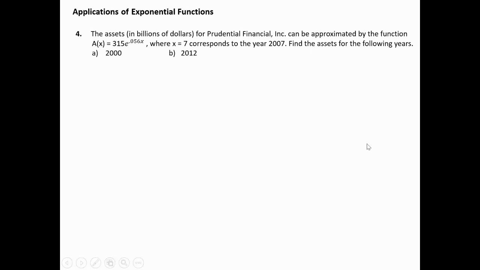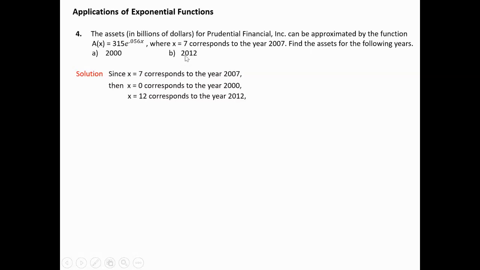Here, for part A, we're going to plug in. If x equals 7 corresponds to the year 2007, then the year 2000 will be x equals 0, and then x equals 12 will correspond to the year 2012.